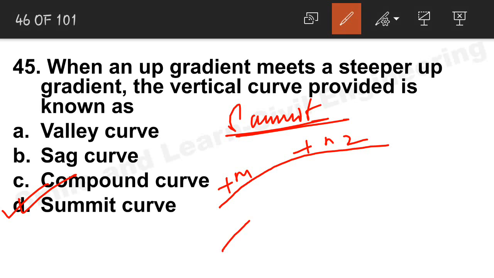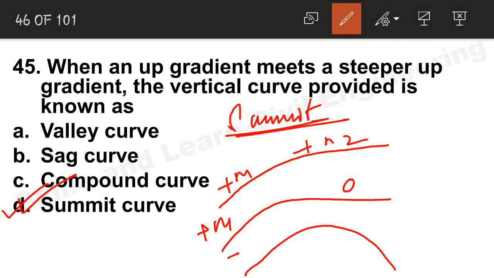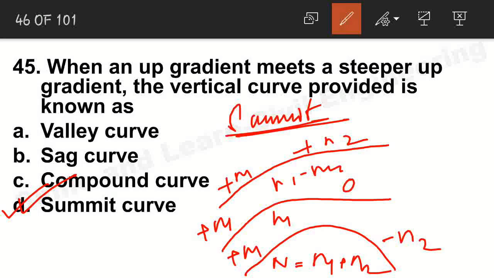The next condition is from plus n1 to 0, the gradient can come from plus n1 to 0, or it can come from plus n1 to minus n2. Here the angle of deviation will become n1 plus n2. Here it is n1 minus n2, here only n1, and the last one will be minus n1. It can come like this, minus n1 to minus n2. Here the angle of deviation will be n2 minus n1. So from all these things we have understood that the summit curve will be the correct answer.